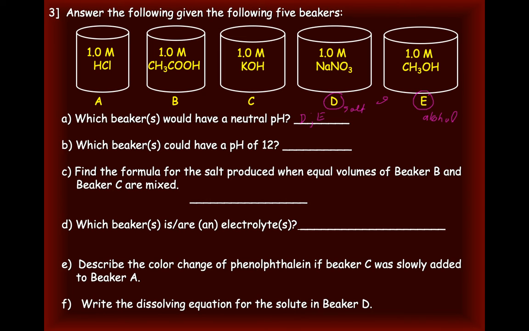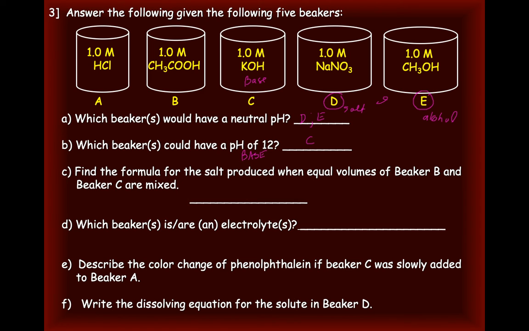Which beakers could have a pH of 12? Again, you're thinking base. Be careful. Alcohols are not bases, so it can't be that one. Here's your base. So your base would be C.